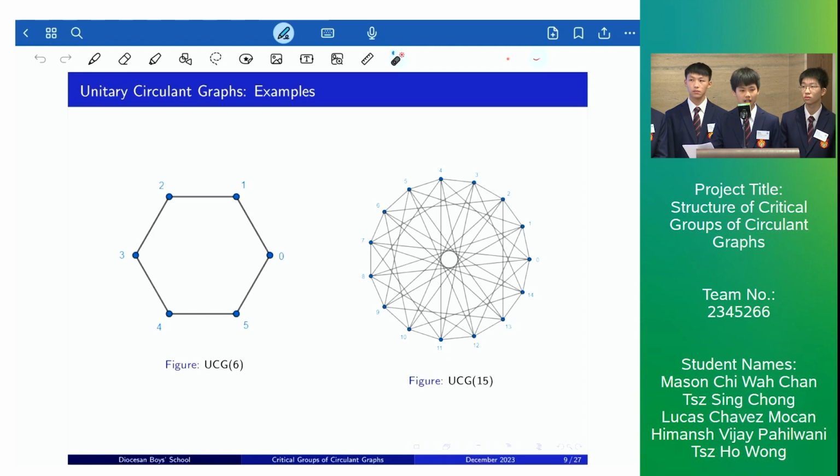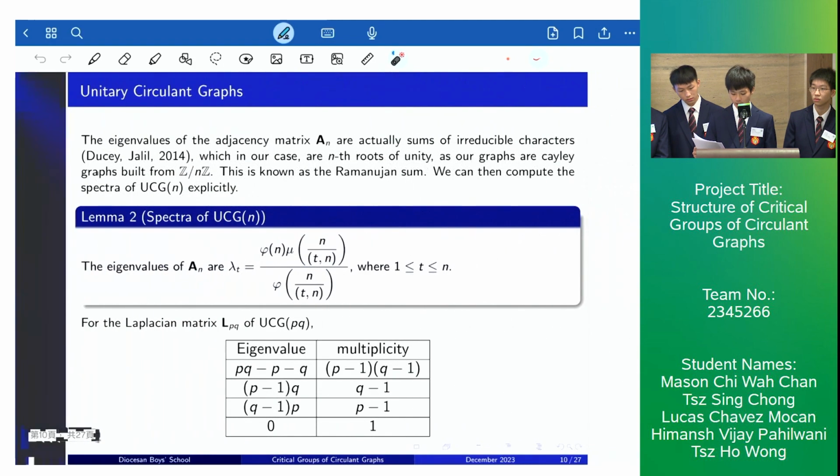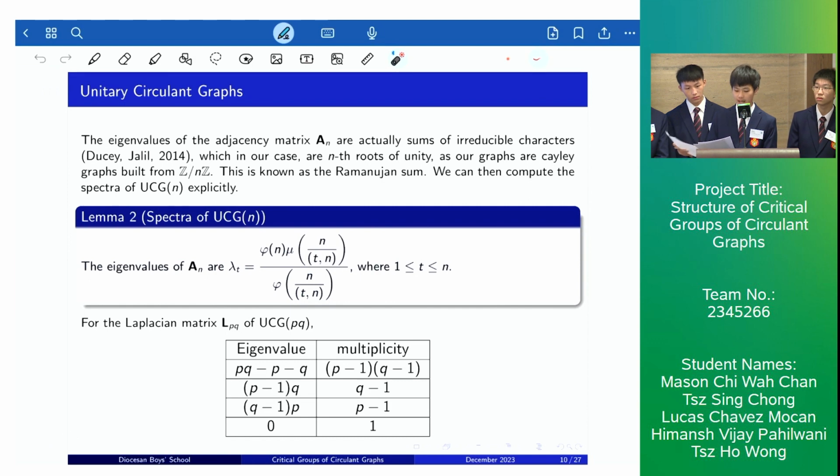Here are 2 examples of unitary circulant graphs, UCG, when n equals 6 and n equals 15. As you can see, such graphs are always connected because they always contain a Hamiltonian cycle, which travels every vertex exactly once. Generally speaking, circulant graphs are Cayley graphs built on cyclic groups, and in our case, Z over nZ. Ducci and Liu showed in 2014 that in particular for our case, such eigenvalues can be computed by adding irreducible characters of Z over nZ, which are nth roots of unity. Such sums are known as the Ramanujan sum.